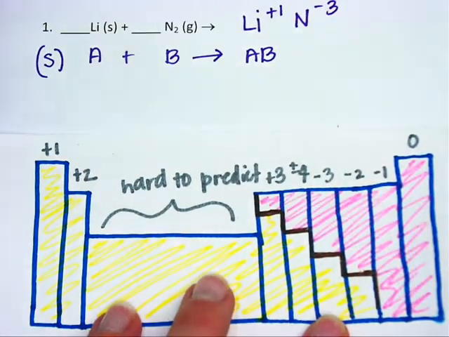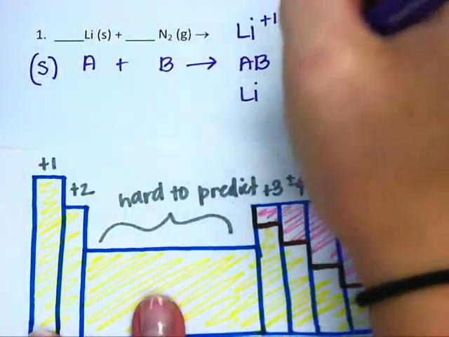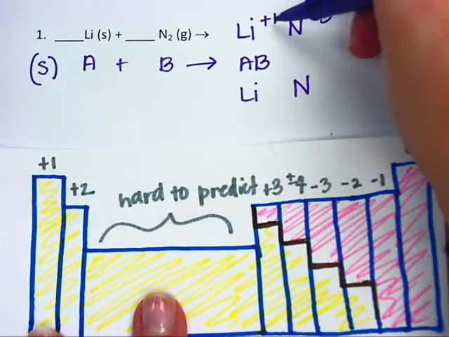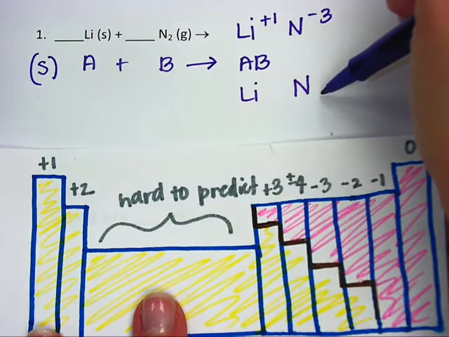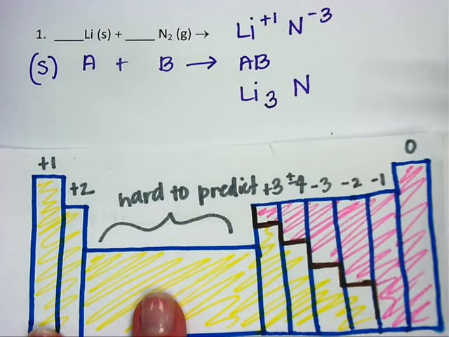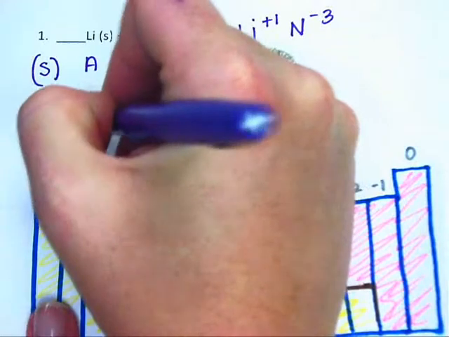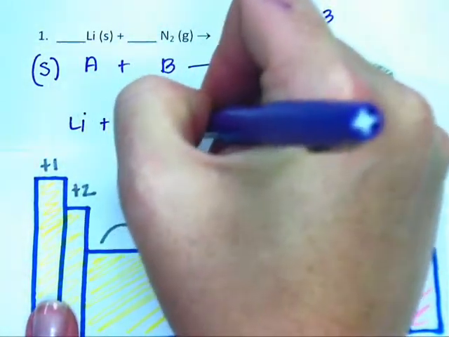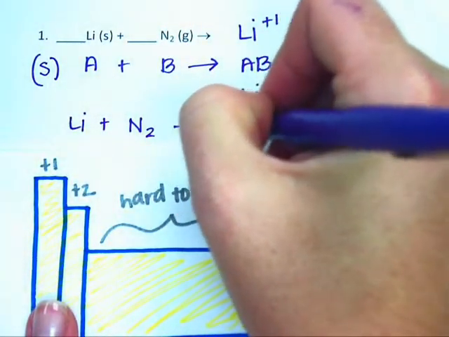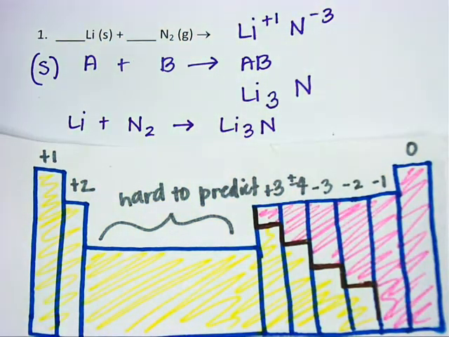Then I'm going to take those two numbers and I'm going to crisscross them. The 1 from lithium is going to come down here. If it's a 1, I don't have to write it. And the 3 from nitrogen is going to come down here. So my formula will be Li plus N2 forms Li3N. That formula is not balanced, so I would need to go back and balance it.